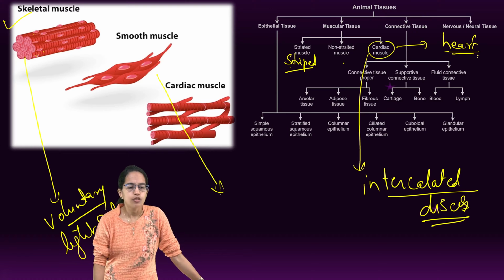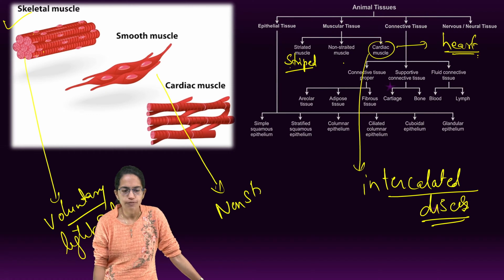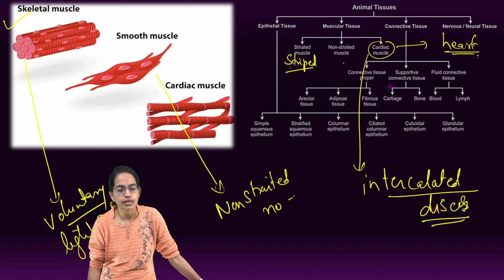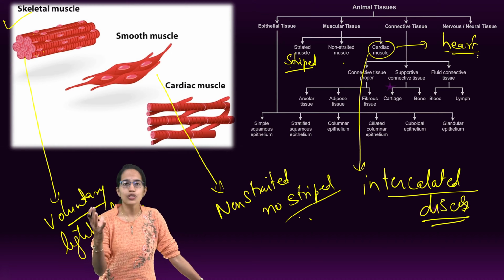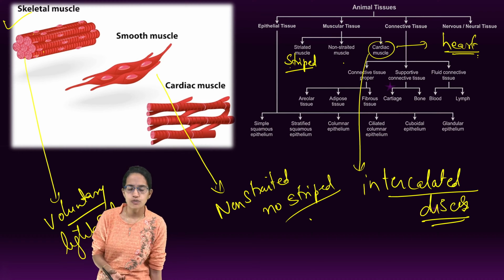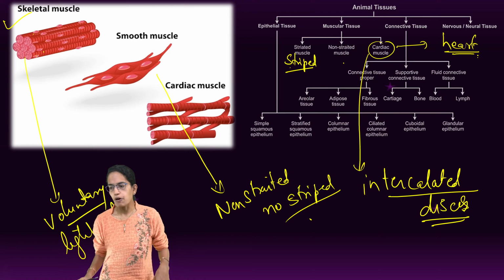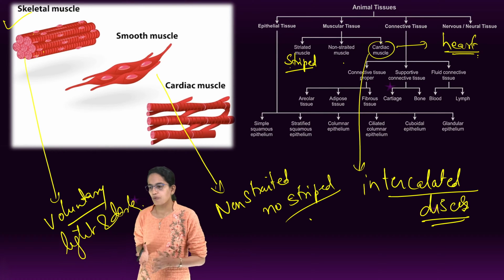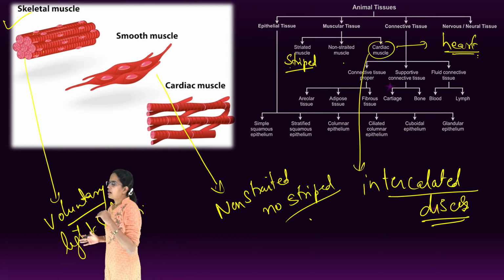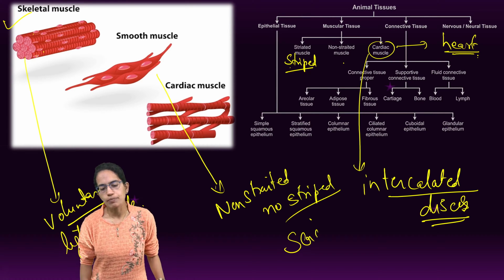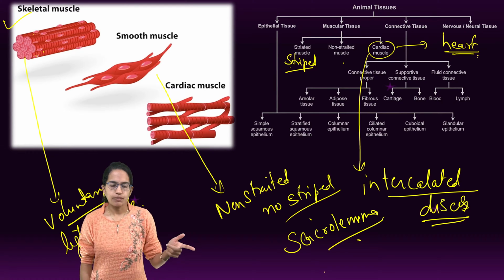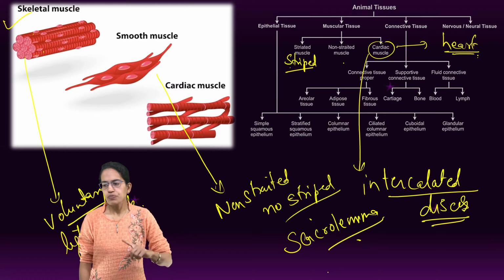Smooth muscle is also called non-striated or non-striped. It is present in the involuntary organs. For example, the alimentary canal and urinary bladder are good examples to explain smooth muscles. Now, one very important thing: in the case of smooth muscle, what is absent? Sarcolemma is absent, which is present in the case of skeletal muscle as well as cardiac muscle.